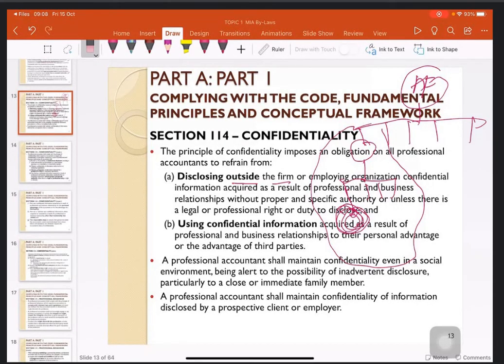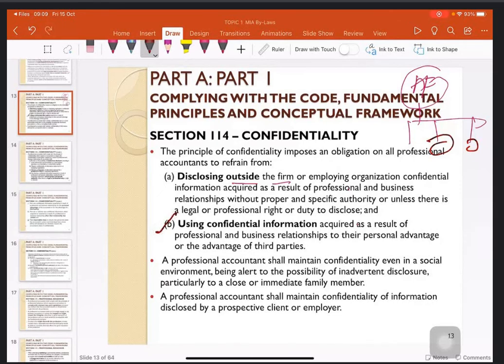So you cannot share with other teams, or with others, even within the same audit firm, because we are afraid that some of the information might leak to outsiders. Okay, the second one is that you also cannot use this information for your own advantage.